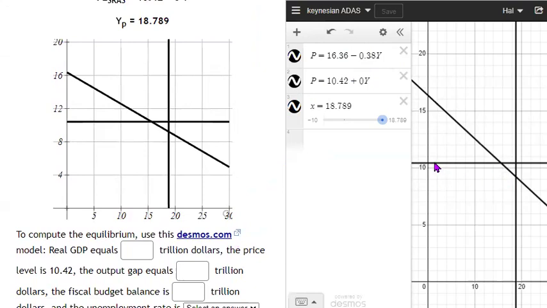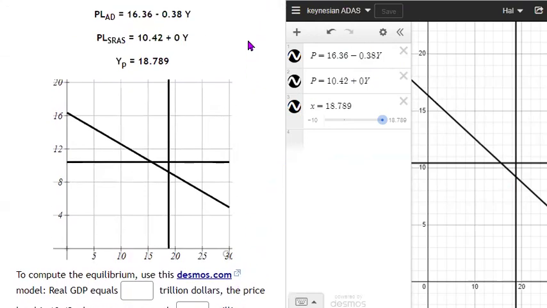Real short run aggregate supply is this flat line in the Keynesian model. The reason for that is that the Keynesian model assumes prices are sticky. In the short run, they tend to not go up or down. And then aggregate demand is this downward sloping line. And then GDP should be equal to this vertical line. GDP is whatever this vertical line is at, right?